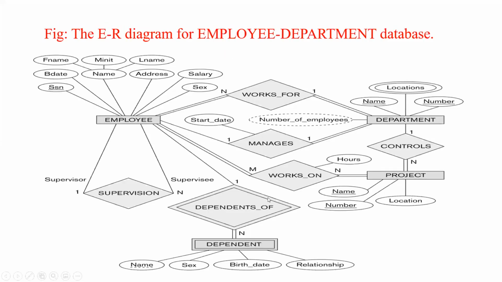So you try to prepare, and here you can see the department has a dashed oval. What is this? Derived attribute, because once a department is established, they will decide the number of employees. So that means we will derive the number of employees based on the department entity. That's why it is a dashed oval. This is called a derived attribute.